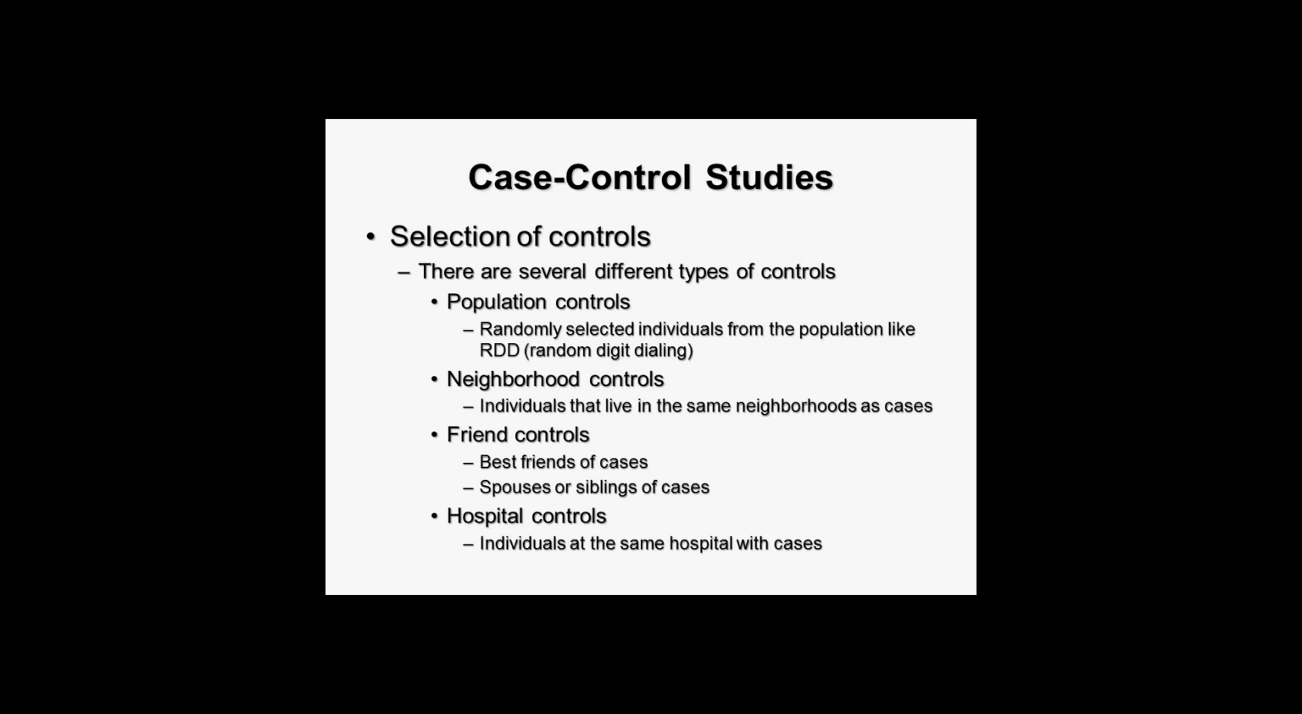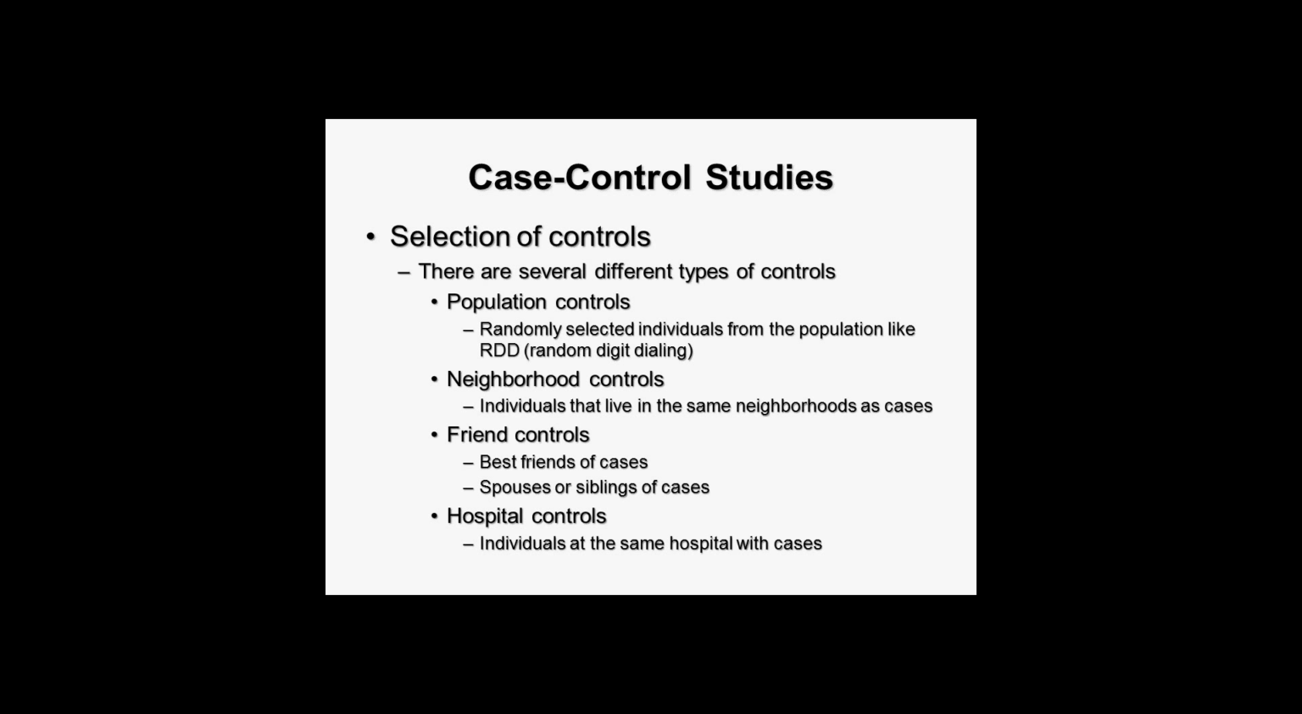And we know that people can take their cell phones wherever they go. I've got friends that have 770, 404 cell phone numbers from Atlanta, and they definitely do not live in Atlanta right now. So as far as population controls go, these days we don't really use random digit dialing just because we can't ensure that the controls are going to be representative of the cases.